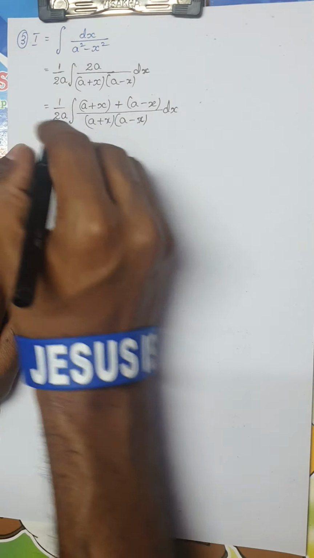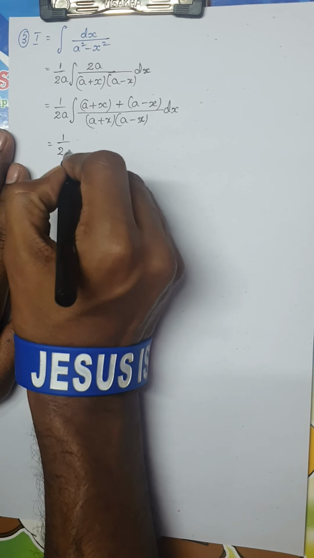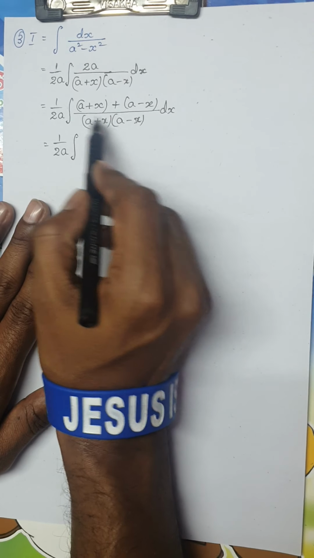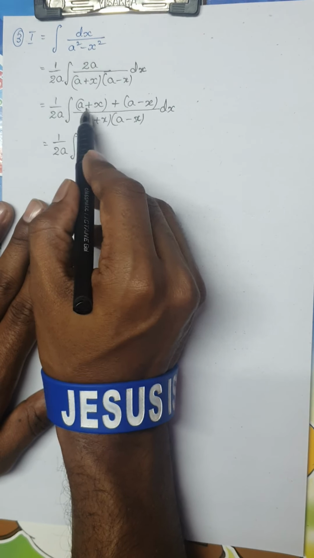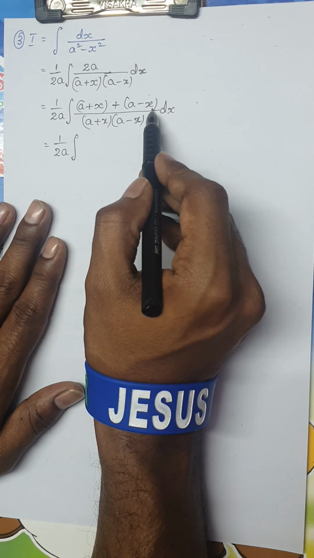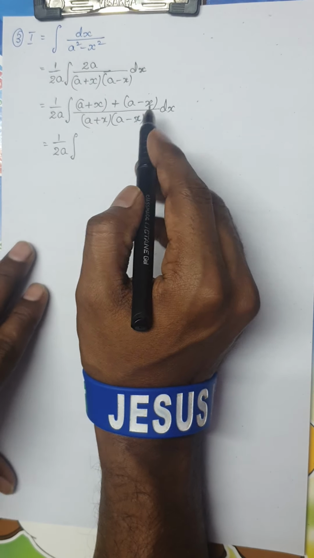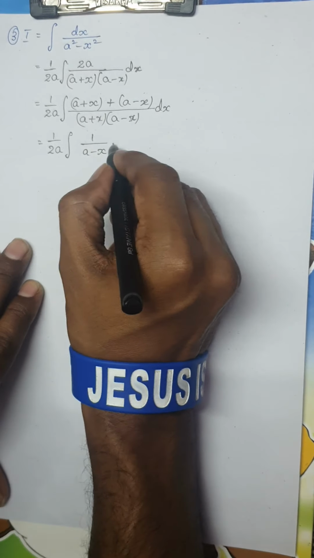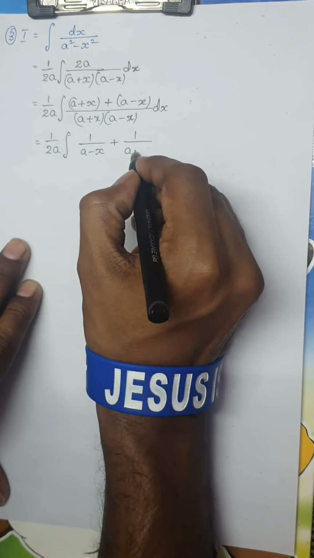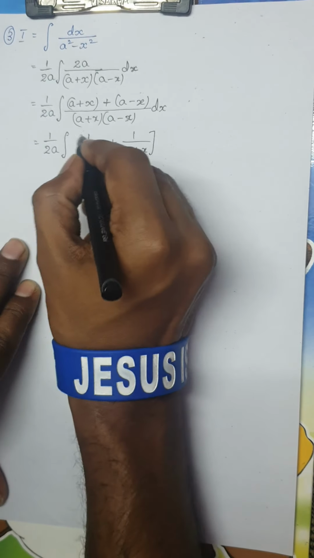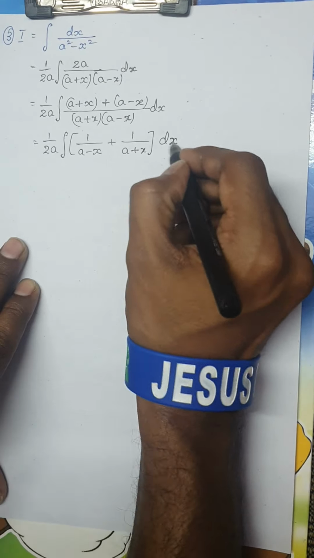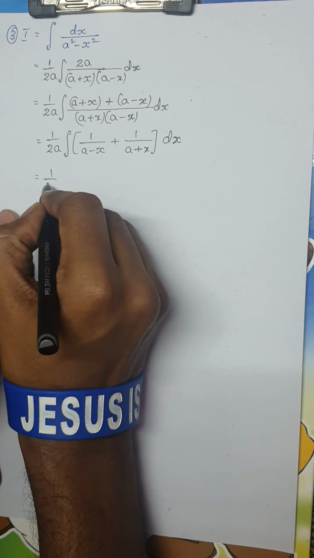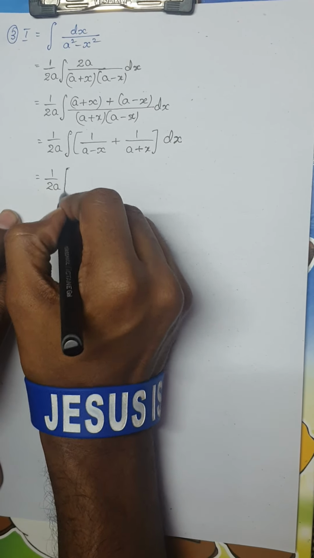If you split up the denominator, I'm going to get 1 divided by 2a into integral of, remember, if you split up the denominator separately for both the terms, in the first term a plus x term will get cancelled, in the second term a minus x term will be cancelling. So I will be left over with 1 divided by a minus x as the first term plus 1 divided by a plus x as the second term dx.